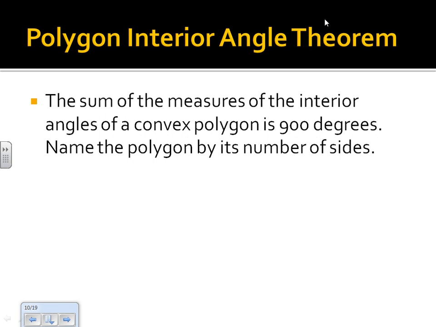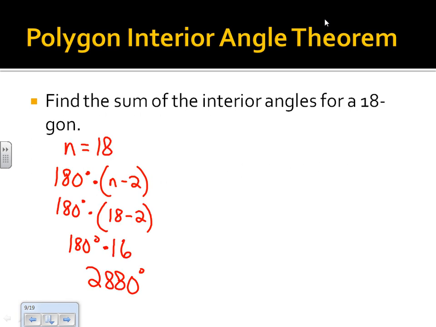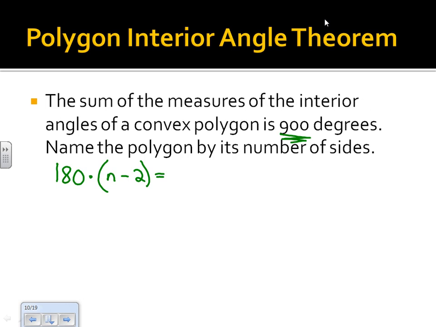So what's my formula again? 180 times (n minus 2). And what does that equal for us here? The total number of degrees. Last problem we found out what the total was. It was 2880. This time they're giving it to us. It says 900, so it's equal to 900 degrees. And now we need to find my missing n. You see how this is just the opposite of what we just did?